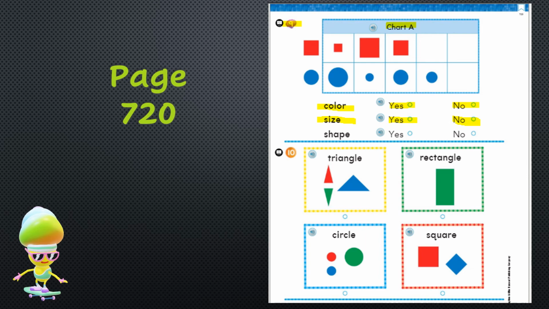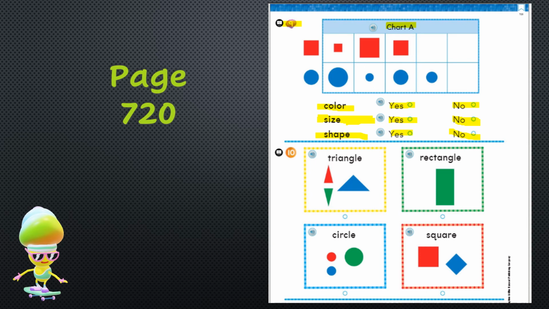Remember to make sure that you're filling in either the yes or no that is next to the word size, okay? Don't go down to where the shape is or up to where the color is. All right, and the last one that they're asking, the last category, is shape. Did they sort those shapes by shape? That's kind of hard to say. Did they sort the shapes by shape? Yes or no? Fill in your answer there.